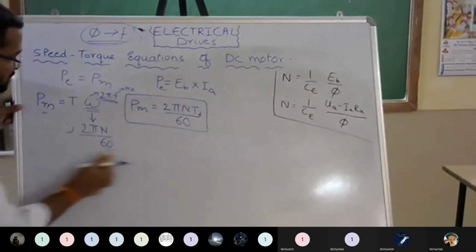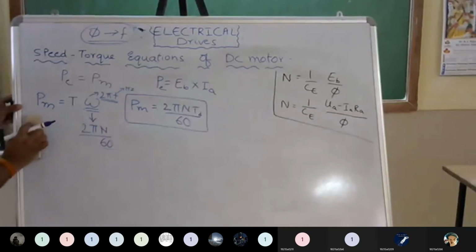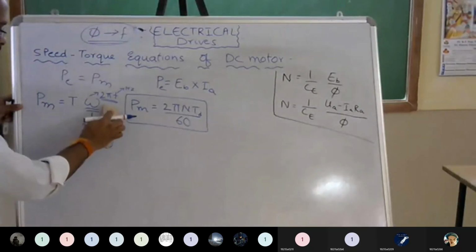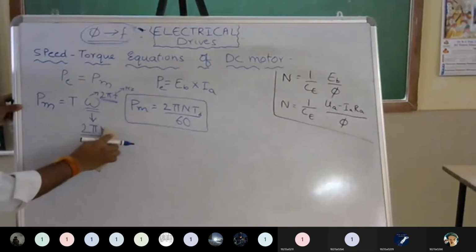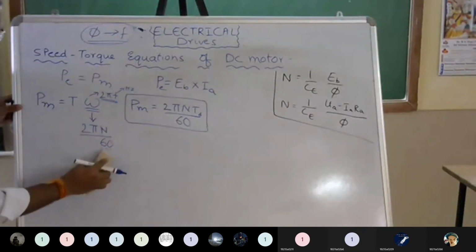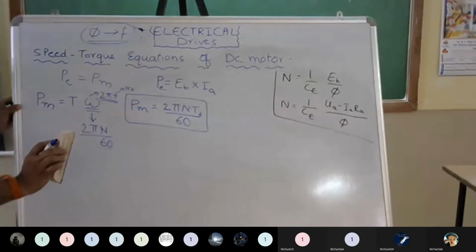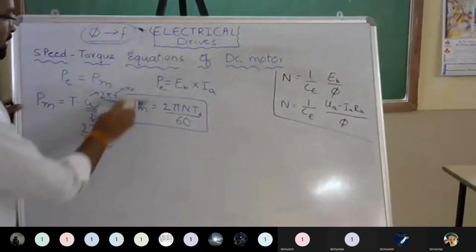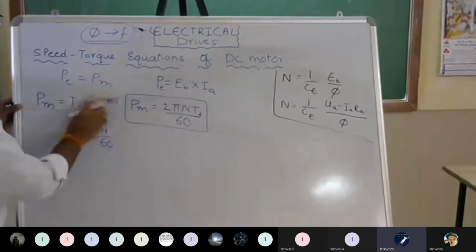Simply we will go with mechanical power developed is equal to torque into angular velocity. Angular velocity we write as 2 pi n, where n is in rotations per minute. So we convert to seconds: 2 pi n by 60. Clear? Please respond. Yes, sir.